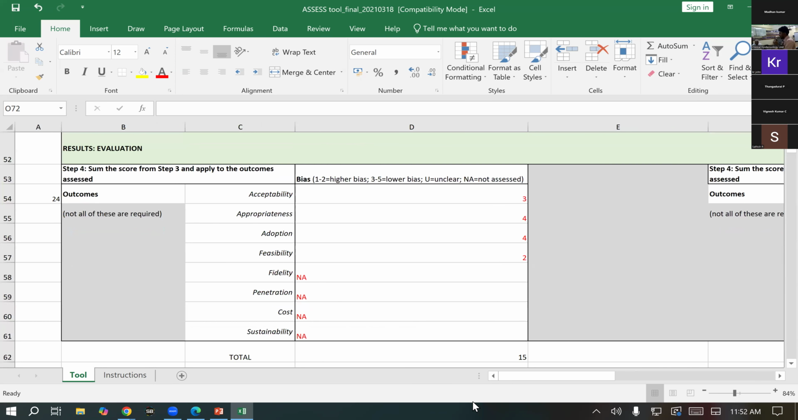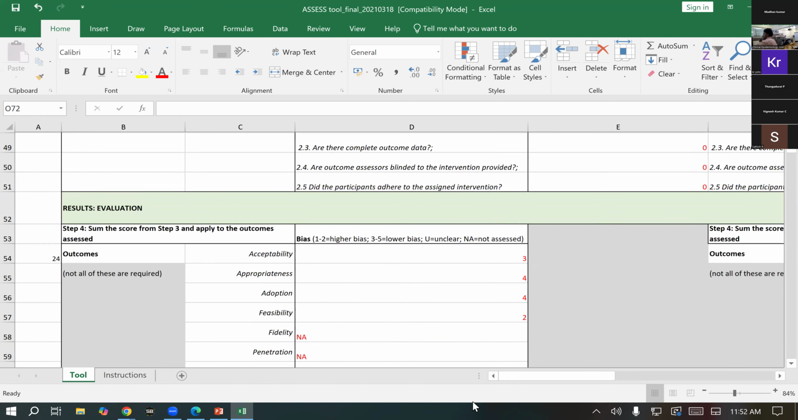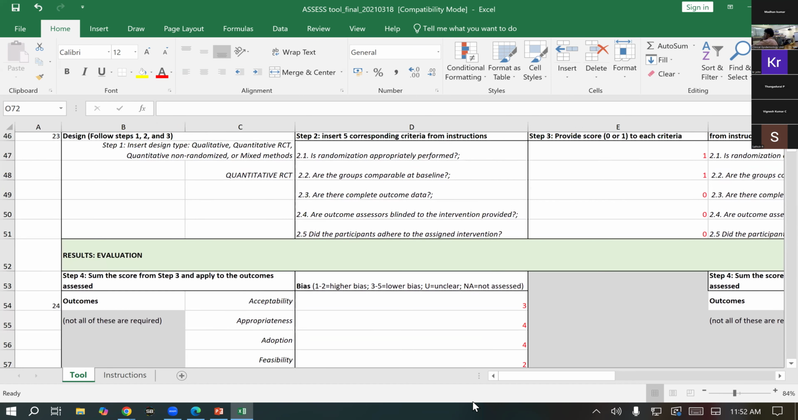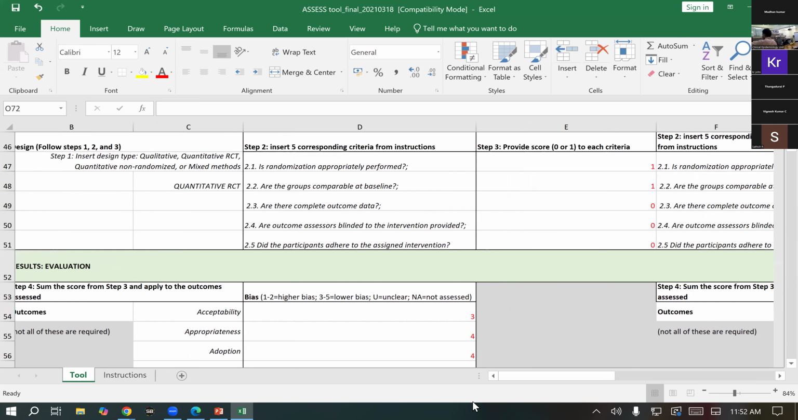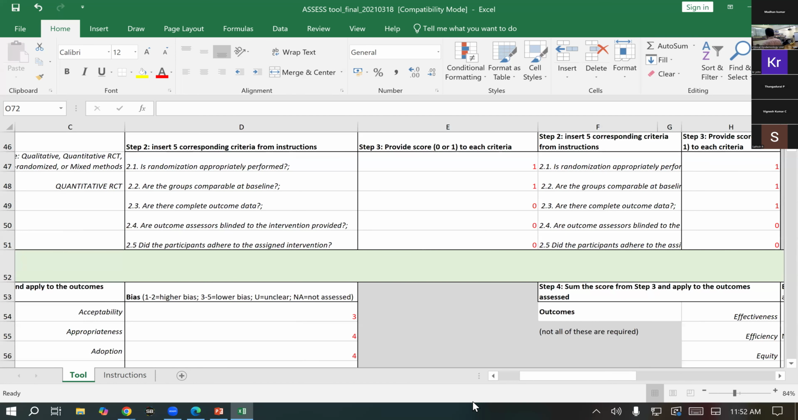So to analyze the results of the study, I've used this ASSESS tool to give a scoring system for each of the outcomes of implementation science. The first thing we had to do to analyze the study is to find out the design type. Our design type of the study was a quantitative RCT, and the questions to be answered to give a scoring is to find out whether the randomization was appropriately performed, for which I have given a score of 1, and whether the groups were comparable at baseline. We found that our study population was similar at baseline, so I have given a score of 1. And is there complete outcome data? We found that many of the implementation outcome variables were missing in our study, so I have not given a score of 1 to this question.